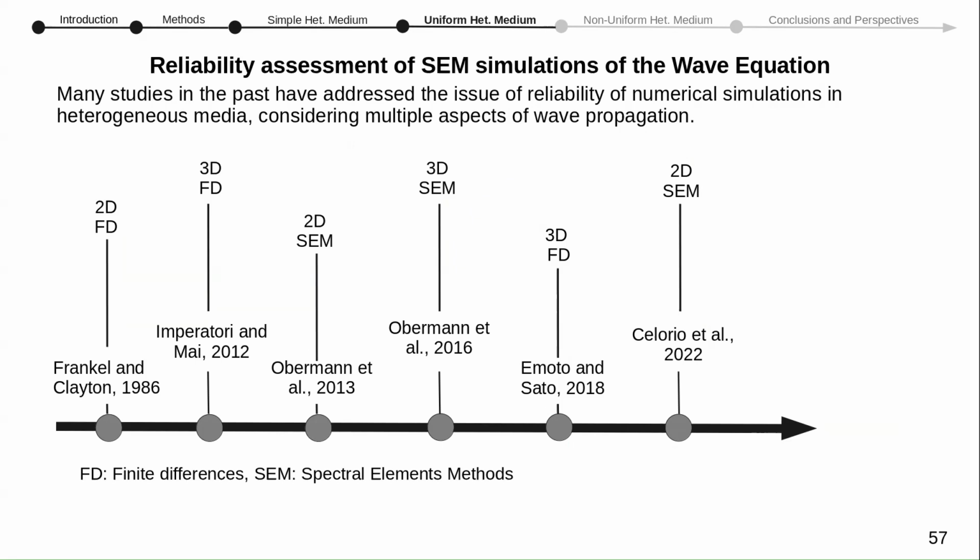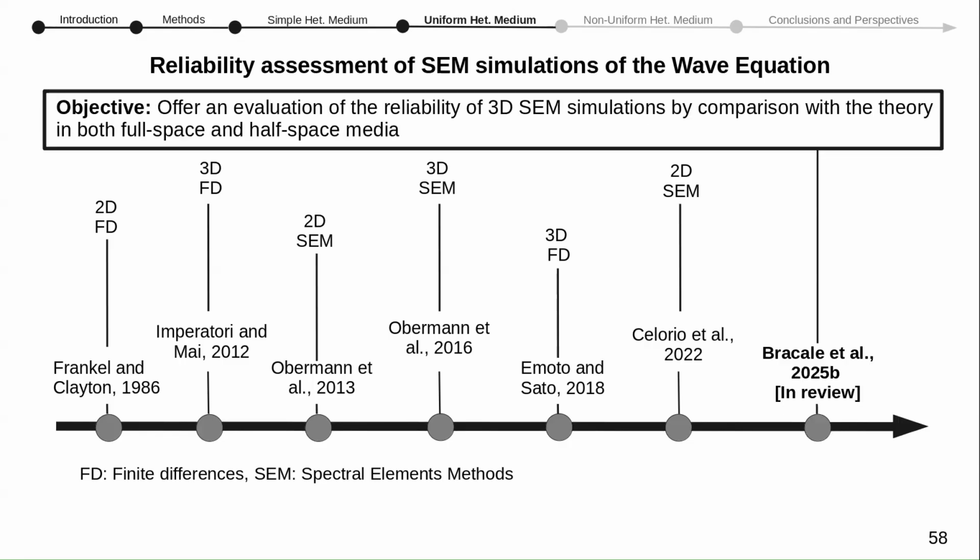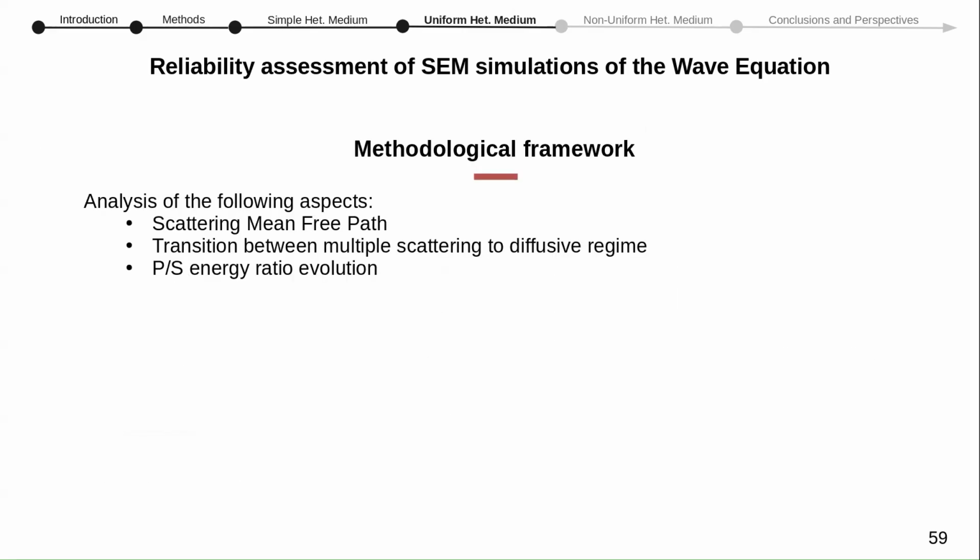In this context, our contribution is the following. We want to offer an evaluation of the reliability of 3D spectral element simulations by comparison with the theory in both full and half space media. We will do this by analyzing three aspects: the scattering mean free path, the transition between the multiple scattering and diffusive regime, and the P2S ratio evolution.